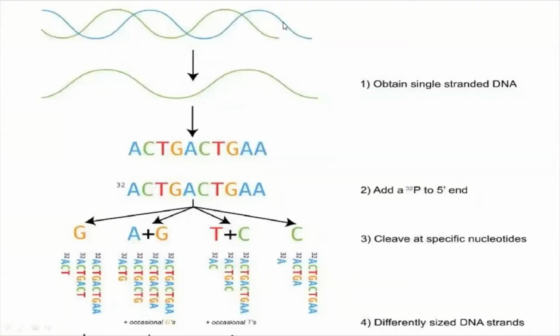So you have a double-stranded DNA, which you have denatured to single-stranded DNA, which has this particular sequence. Then you have added a radio-labeled phosphorus group at the 5' end, then cleave at specific nucleotides. One chemical reaction is cleaving only at G, one is cleaving at A along with G, one is cleaving at T along with C, and over here only C. Whenever the chemical encounters the cytosine, it will cleave at that particular point. So differently sized DNA strands will be formed.